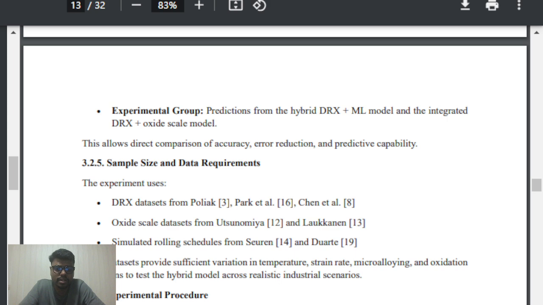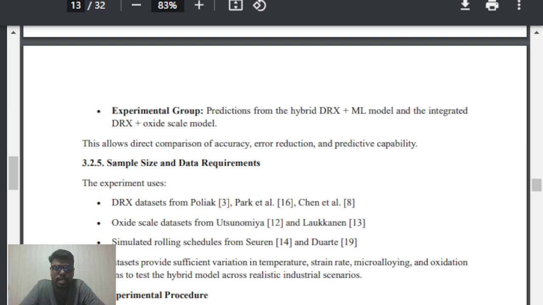The main advantage of this design is that it combines the strengths of different methods. Physical models provide metallurgical meaning and interpretability. Machine learning provides speed and adaptability. Thermal mechanical modeling helps connect rolling conditions with oxide scale behavior. Together, this makes the framework more useful than using one method alone.